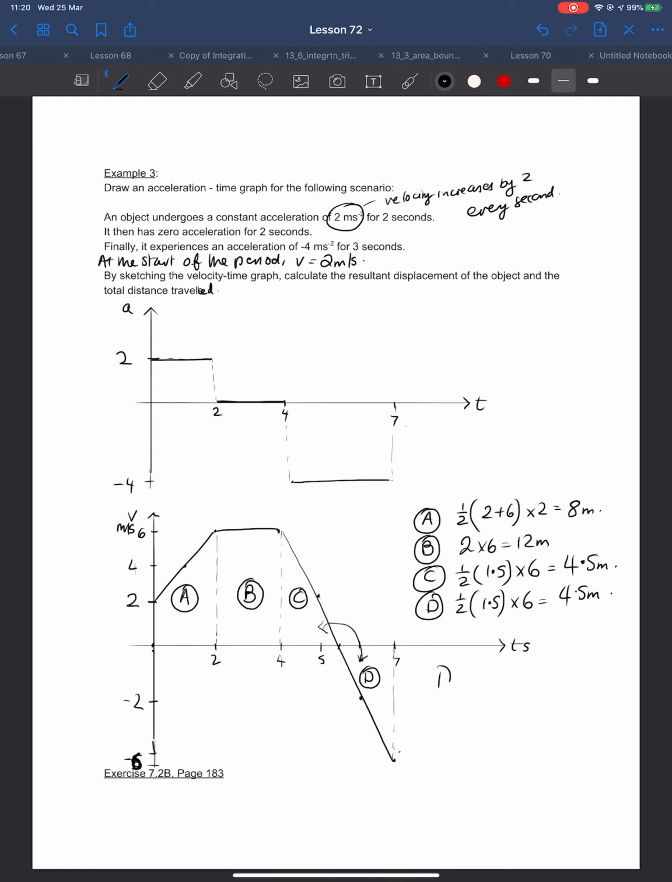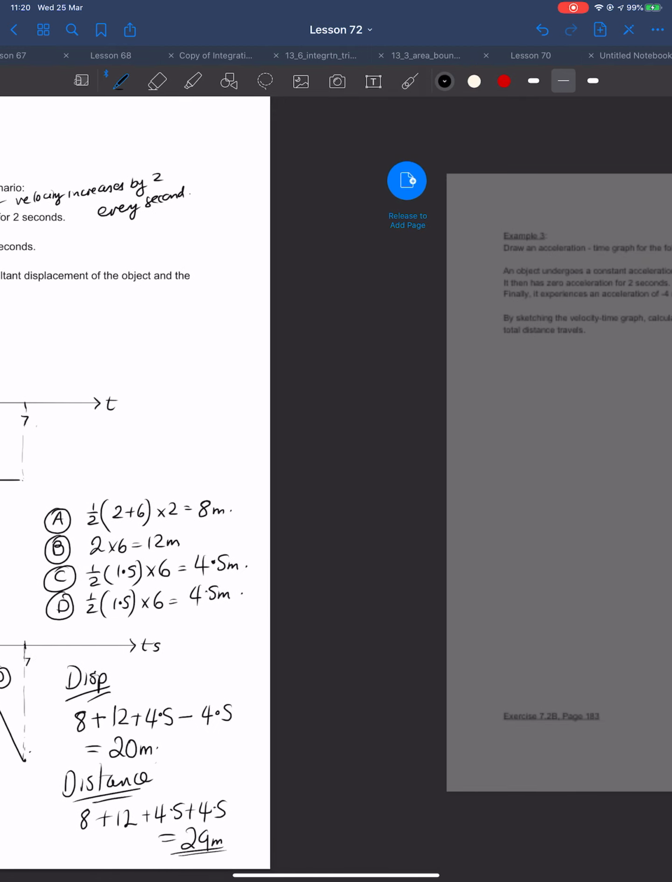So the displacement is going to be the forwards, A plus B plus C, 8 plus 12 plus 4.5. But then we've got to take off the 4.5, which is where it goes backwards once it goes below the time axis. So it's going to be 20 metres. But the distance is 8 plus 12 plus 4.5 plus 4.5, which is 29 metres. Okay.